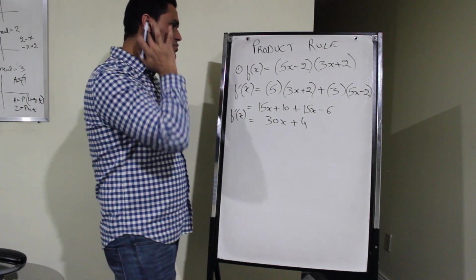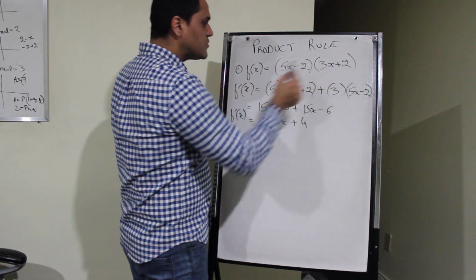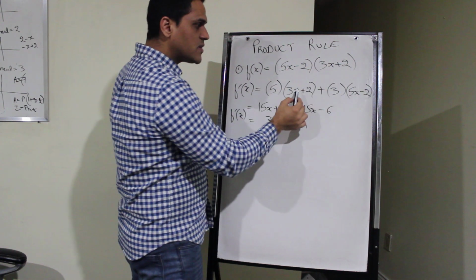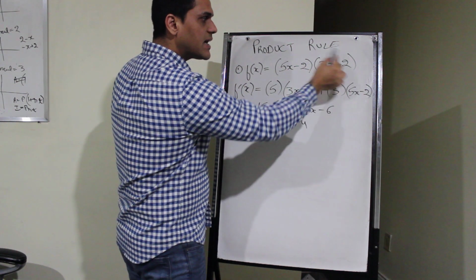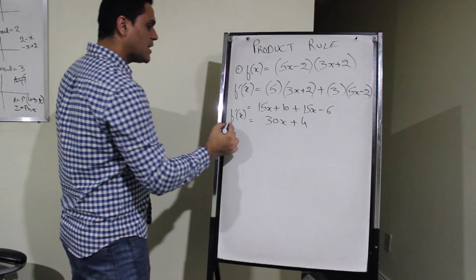Okay, just to recap what we just did. If your f of x is made up of two terms, your derivative would just be the derivative of the first term times your second term plus the derivative of the second term times your first term. Okay, let's do another example.